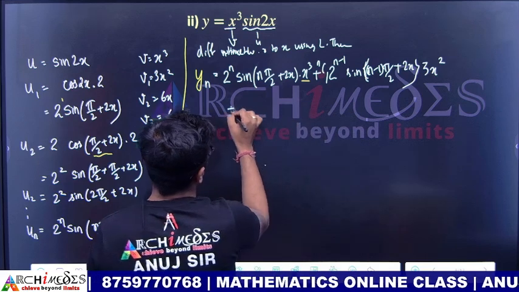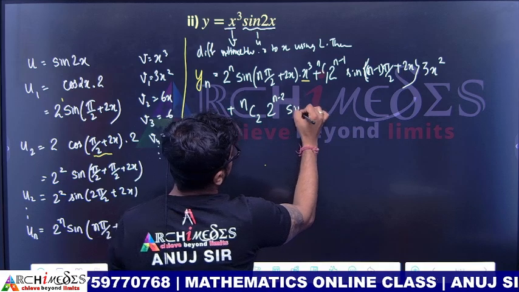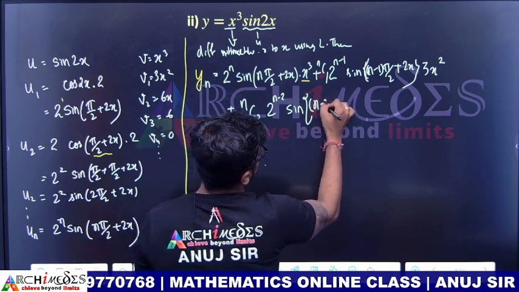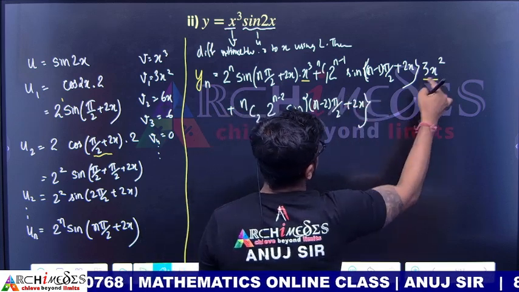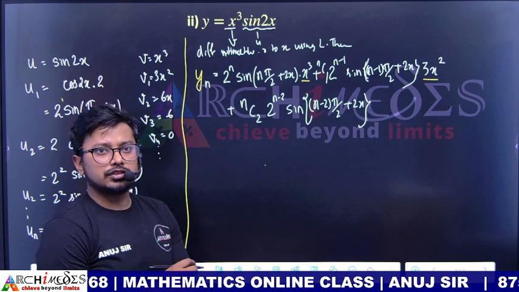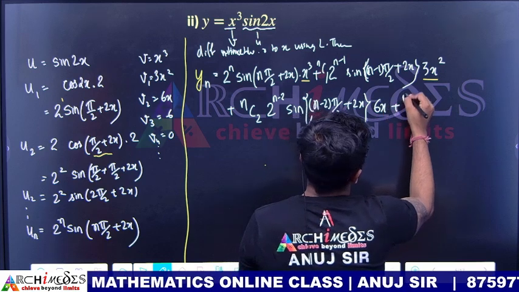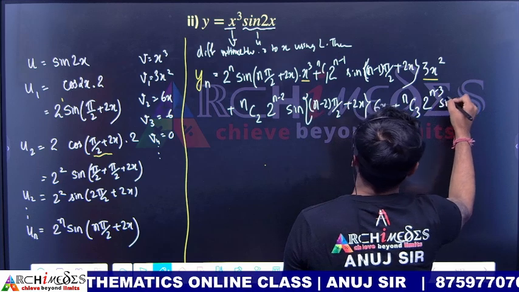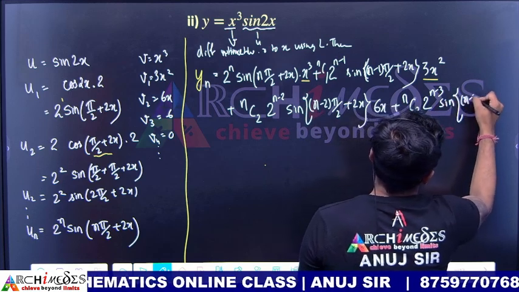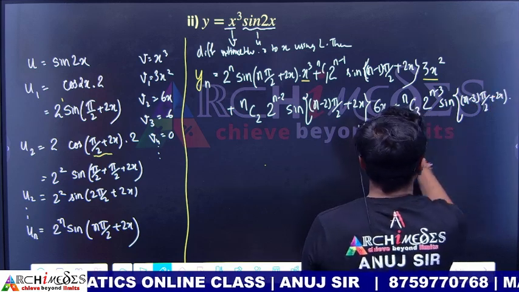Plus next is nC2, 2 to the power of n minus 2 sin((n minus 2)π/2 plus 2x). Again we'll differentiate this. Am I clear? So when I differentiate this, it becomes 6x plus nC3, 2 to the power of n minus 3 sin((n minus 3)π/2), plus 2x into, when I differentiate 6x, it becomes 6.